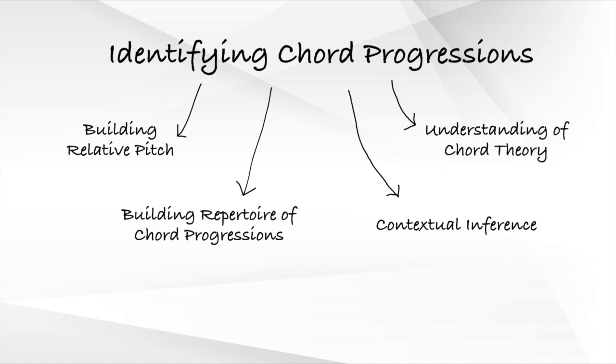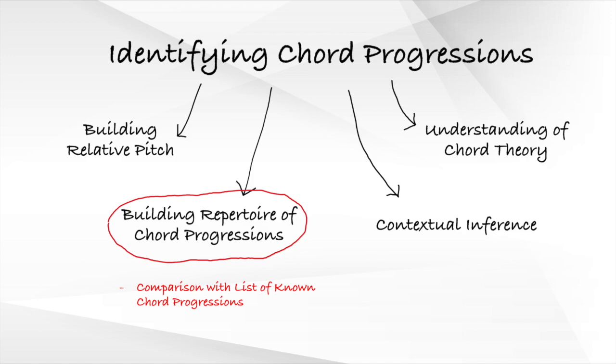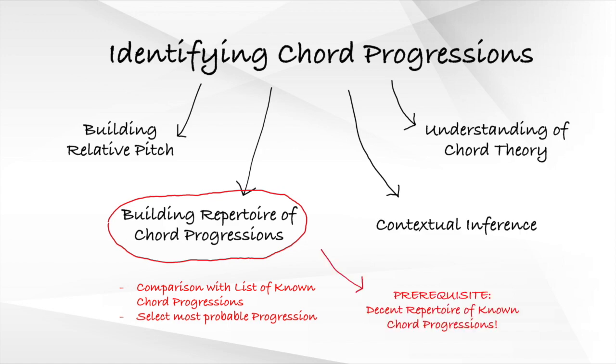As we know, getting good at identifying chords and chord progressions by ear requires a bunch of different skills. And one such important skill is building a repertoire of chord progressions that we are familiar with. In essence, one good way of identifying chords and chord progressions from a song is to compare it with a list of chord progressions that we already know and are very familiar with, and select the most probable one. To do this, we first need to have a list of chord progressions that we are very familiar with, and this is what we'll call our repertoire of chord progressions.